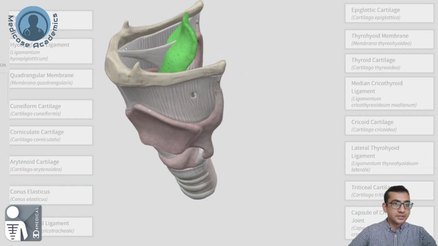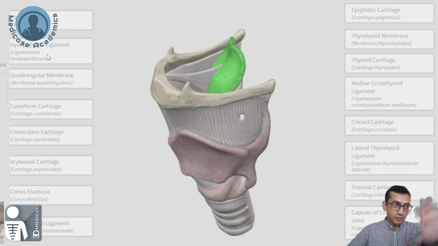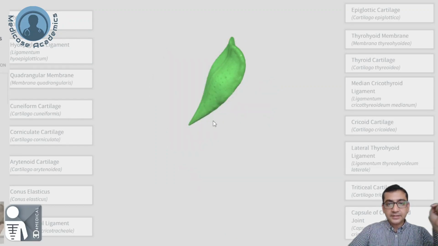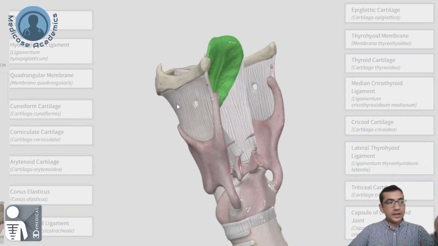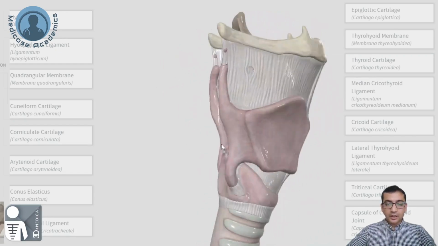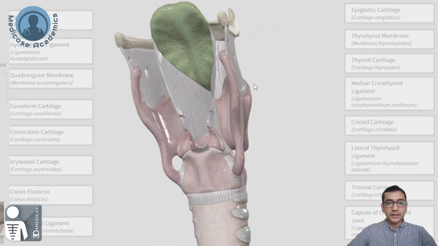If I isolate this cartilage, this is a leaf shape. The surface on the anterior aspect, directed towards the oral cavity, is the oral surface, and the one on the back side is the laryngeal surface. It has a tendency to fall back onto the larynx when you are swallowing, and it acts as the gatekeeper, the lid of the larynx. When you are swallowing, it goes back, covers the laryngeal inlet, and protects any food particle from coming inside. This is about the epiglottis.